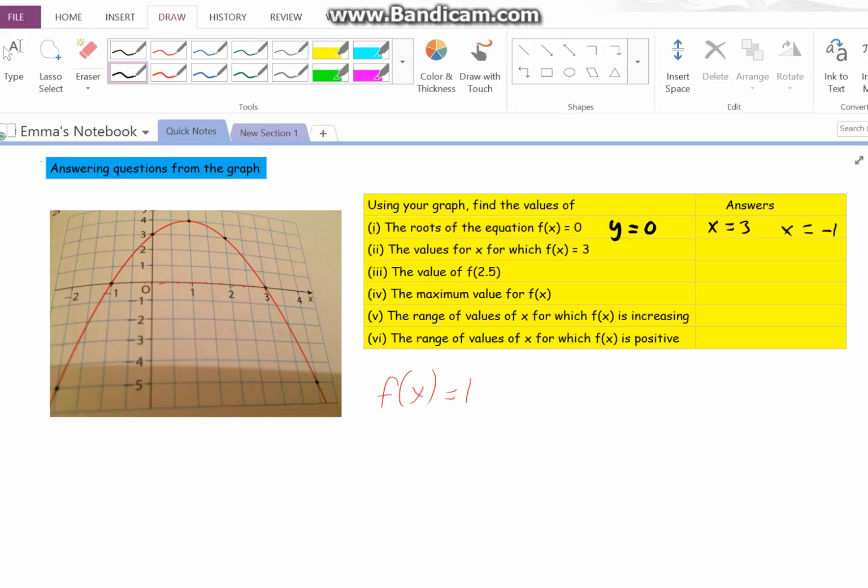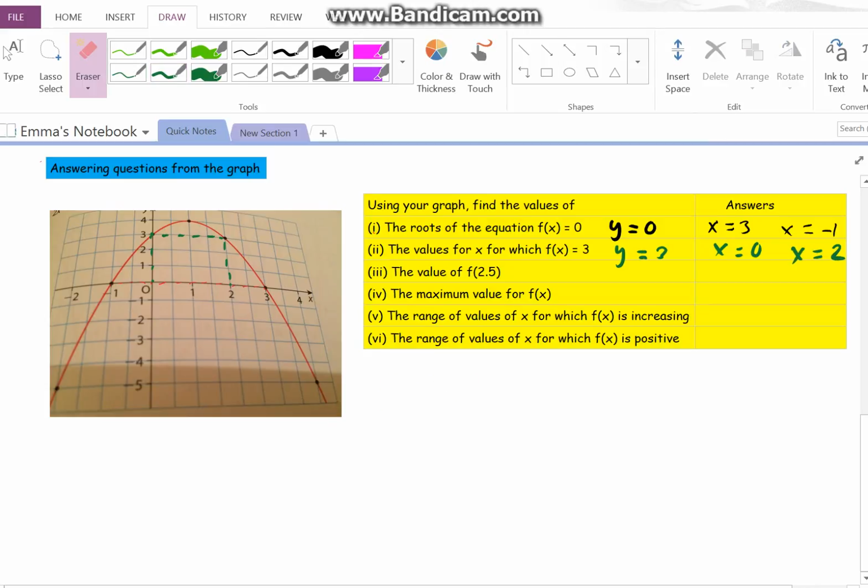So when y equals 3, we'll just get a different colour pen again, maybe green this time. So when y is equal to 3, we go where y is equal to 3, so it's here, and we read across the graph. And when y is equal to 3 on this part, you can actually see that's already hitting the graph. So when y is equal to 3, we know x is going to be equal to 0. You can read from your graph. And x is also equal to 2. So that's not so bad. So the next question, part 3.